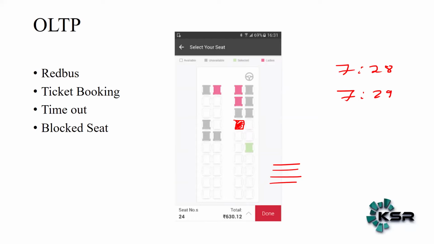And the moment you start doing the payment, a timeout will come here. You have to pay within 5 minutes. Have you seen that? It keeps decreasing. 459, 458, 457. It keeps decreasing the time. Within the time, you have to complete the transaction. Have you ever seen this?